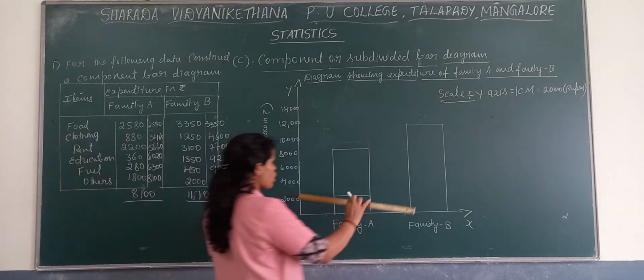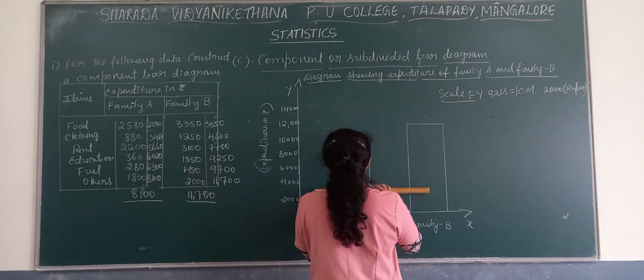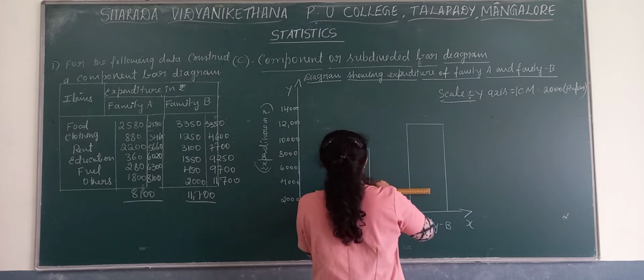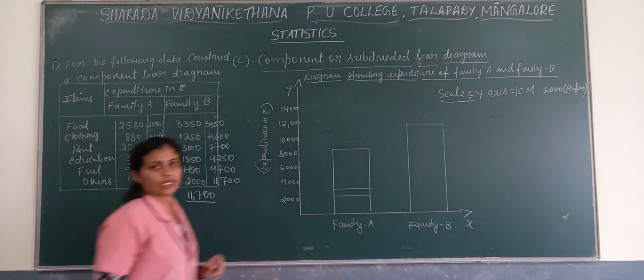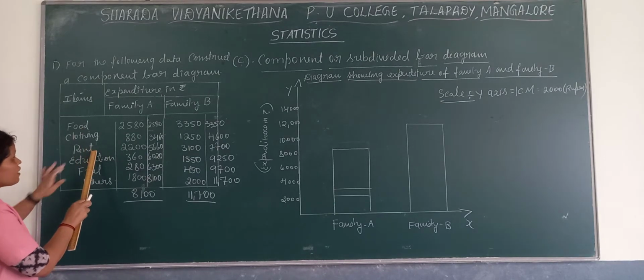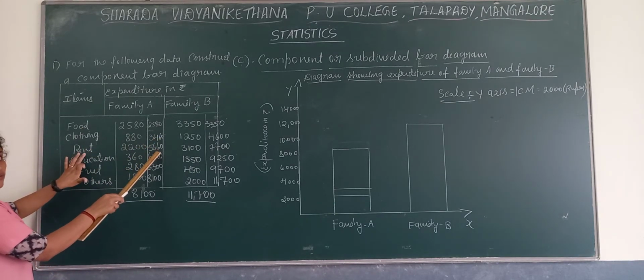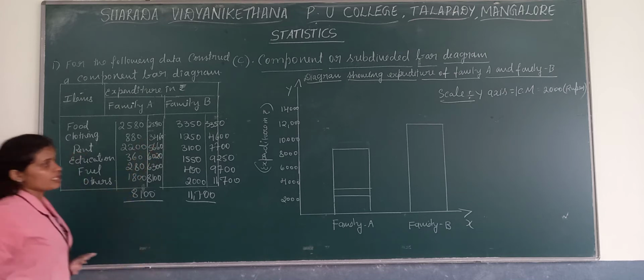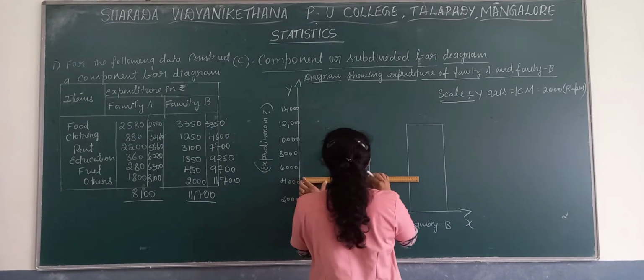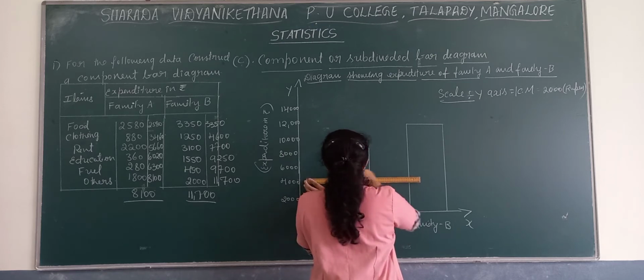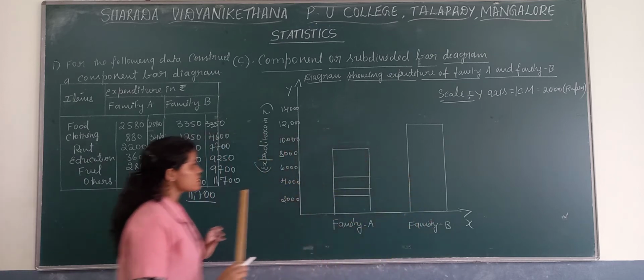Next, 2580 plus 880, clothing, 3460. You have to represent 3460 on an average. The second one is clothing. Next rent: 3460 plus 2200, 5660. The third one is rent, 5660.